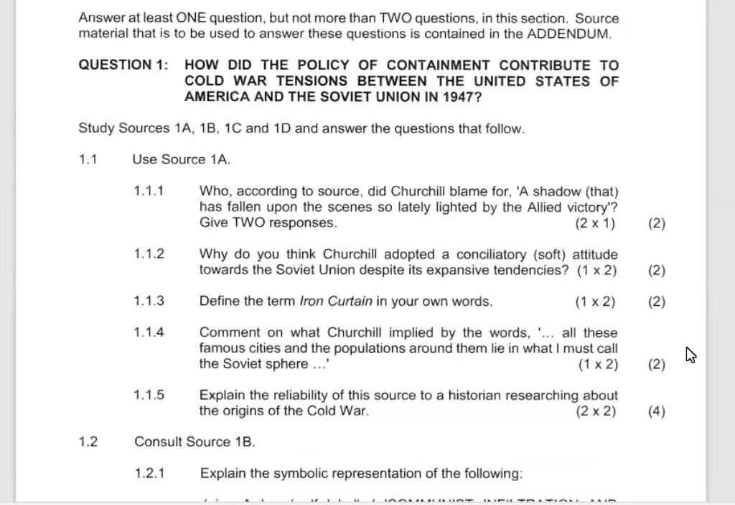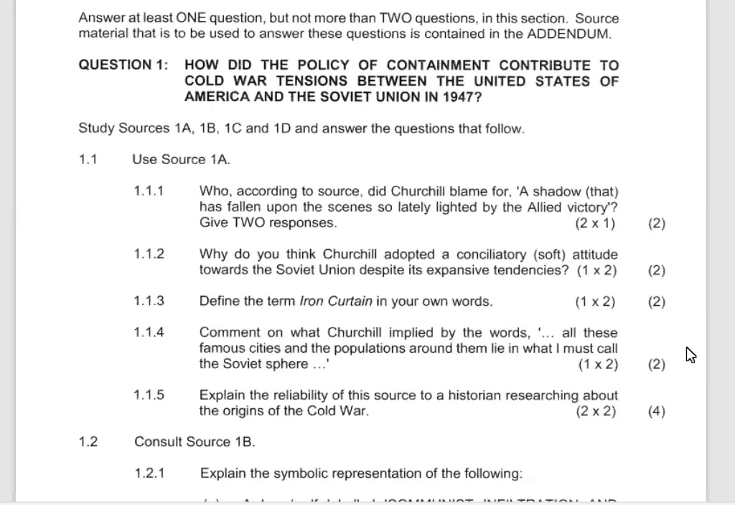Right, our first question, we're going to look at our first question. The focus of our question is saying, how did the policy of containment contribute to Cold War tensions between the United States of America and the Soviet Union in 1947?